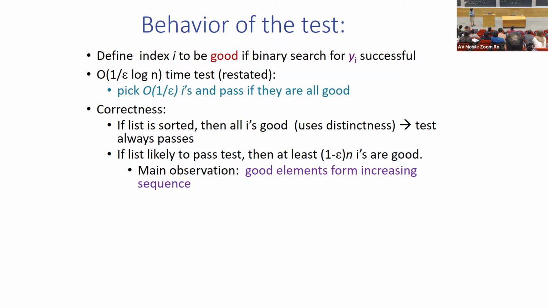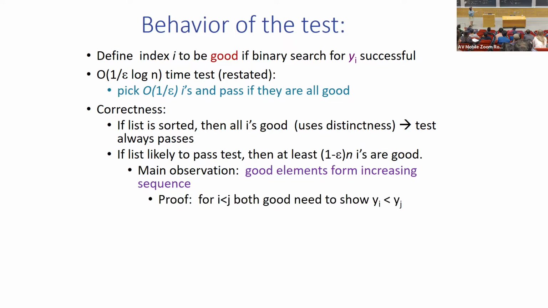Good. Now the main observation is, if 1 minus epsilon fraction of these i's are good according to this definition of good, I want to say that there's a large increasing subsequence. And the way we're going to do that is to say, look, any pair of good elements must be in the right order. And so if I have 1 minus epsilon times n good elements, then they must form an increasing subsequence. Okay? All right, so why is that true?